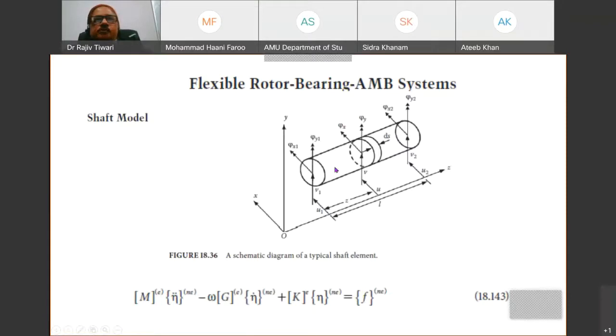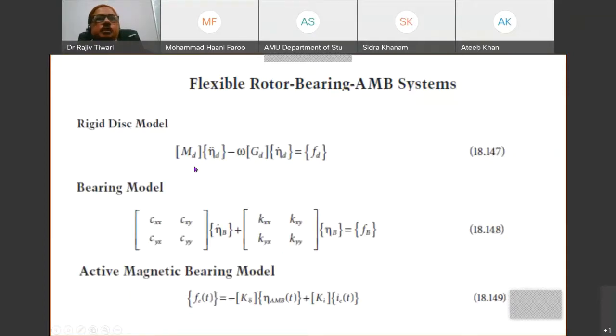So we know the rotor can be modeled using elemental equations, using gyroscopic couple also we can have in that, and unbalanced force. Then additional disks can be modeled separately. Bearing can be modeled separately in the finite element method. Then the magnetic bearing can be modeled separately. And then, as usual in the finite element method, as we assemble the various elements, this magnetic bearing also can be assembled along with the disk model and bearing model.